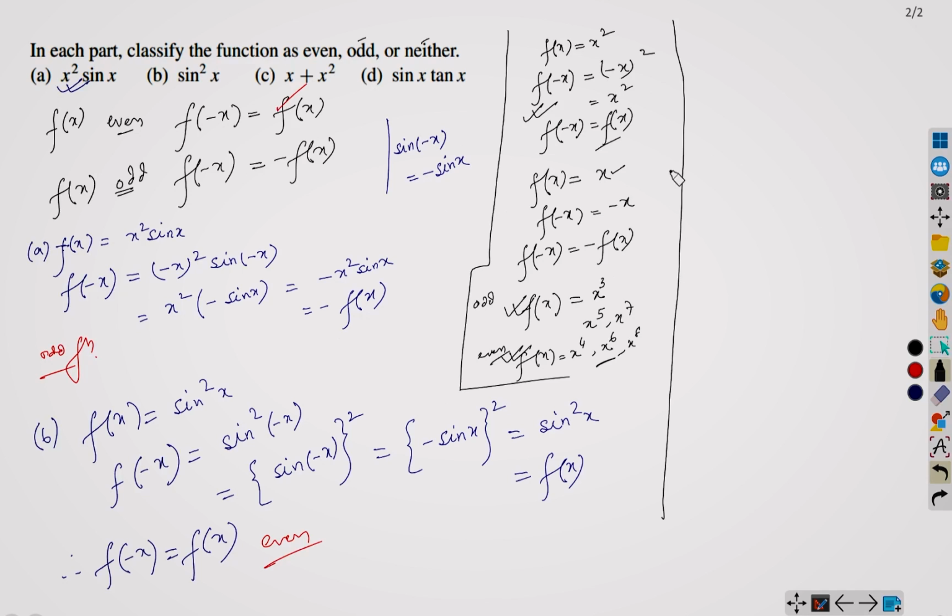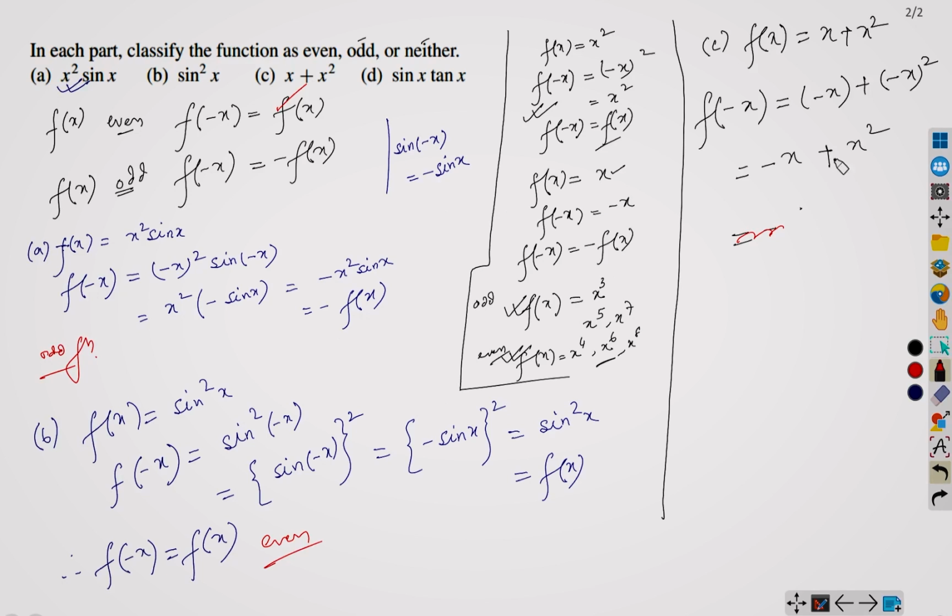Similarly, problem C, let's take f of x equals x plus x square. Replace x by minus x, very simple. We just have to replace x by minus of x, that's all, and then simplify and see what we obtain. Okay, minus of x plus x square. Now see here, we cannot write this in this form, right? Because here the function is getting completely changed. The sign is not changing only, everything is getting changed. So this is neither even nor odd.